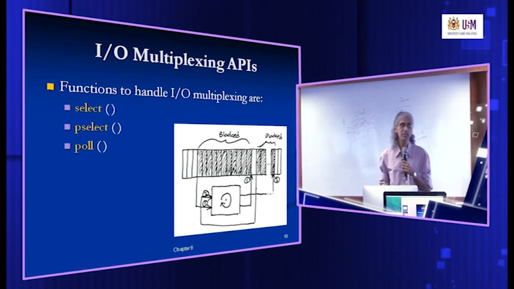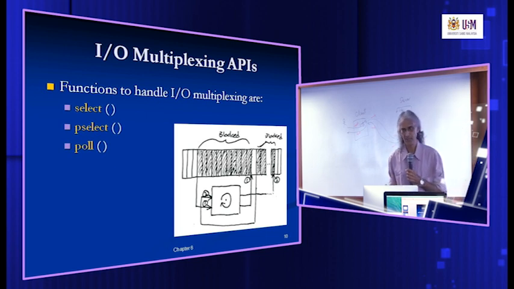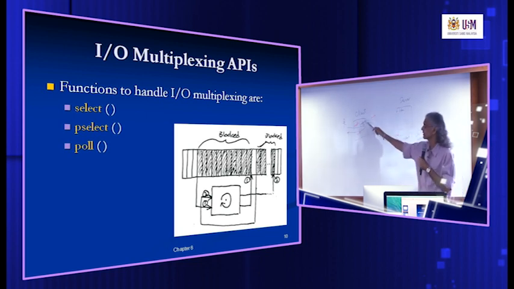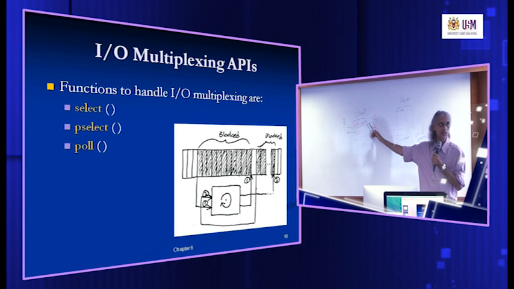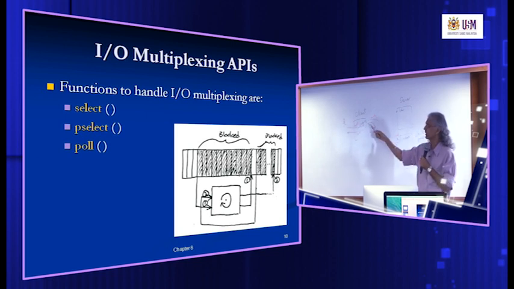So coming back to our examples. In socket programming, there are three functions to handle I/O multiplexing: select, pselect, and poll. We're going to take a look at these three functions. Now remember what we're trying to do. We're monitoring inputs. The client has two inputs coming in, one from the user and one from the server. We want to monitor both of them at the same time.